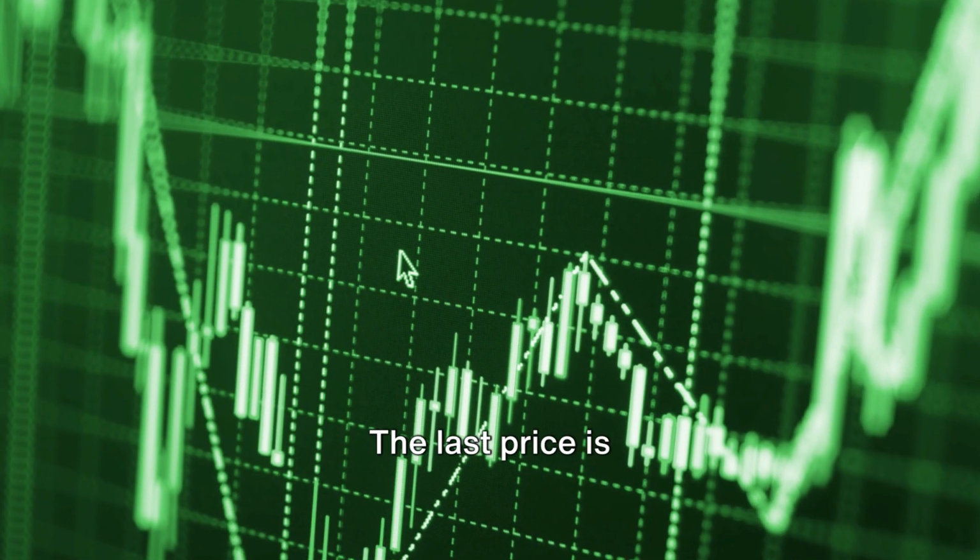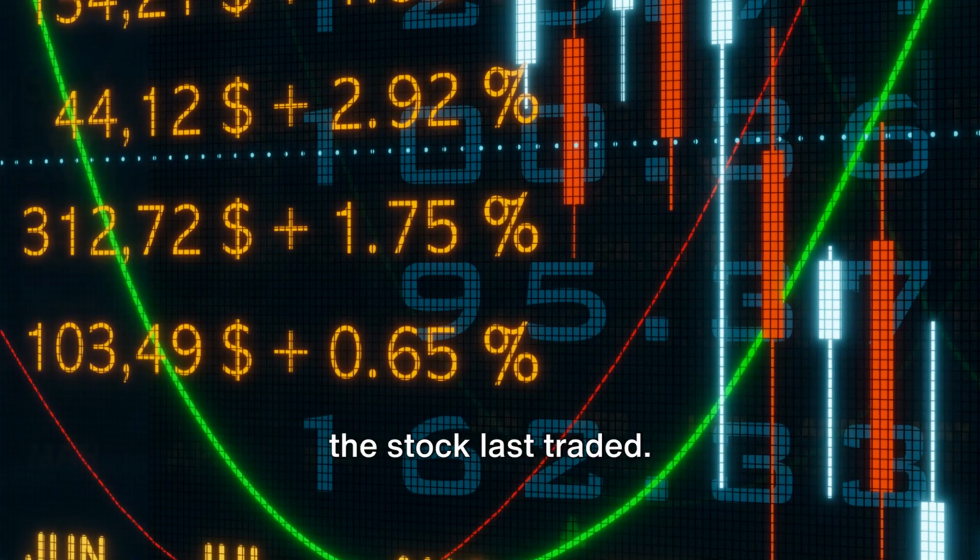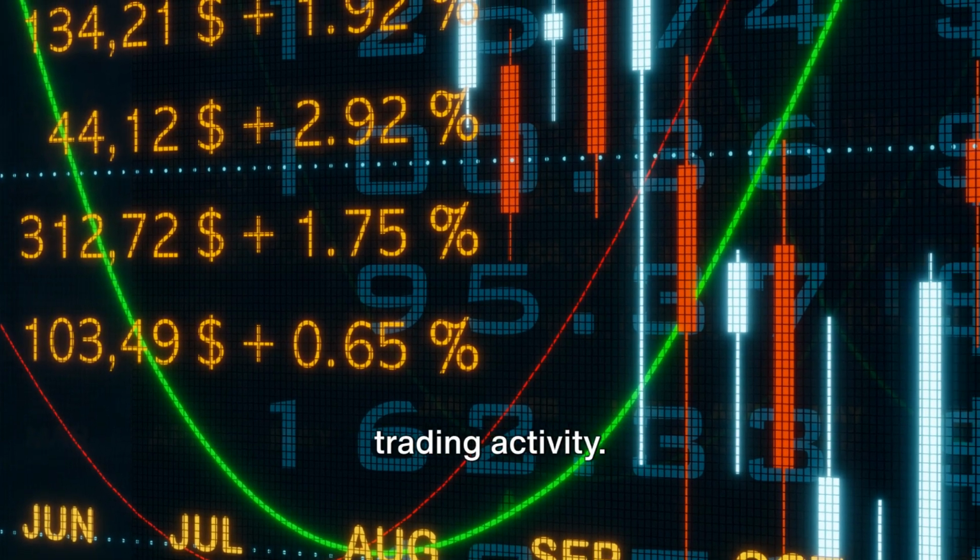Moving on to the last price. The last price is the price at which the stock last traded. It gives you an idea of the stock's recent trading activity.